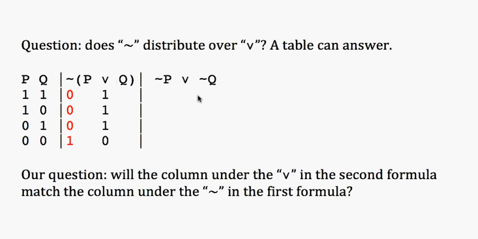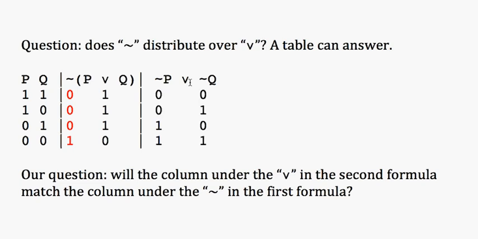And so this column here in red tells us in each of the four possible cases whether not (P or Q) is true. Our question then is when we look at this formula, the distributed version, and we figure out what goes under its main connective, under the OR, will that column of zeros and ones end up matching this? If it does, then not distributes over OR. If it doesn't, then these two things are different. They don't always say the same thing, and the distribution doesn't work.